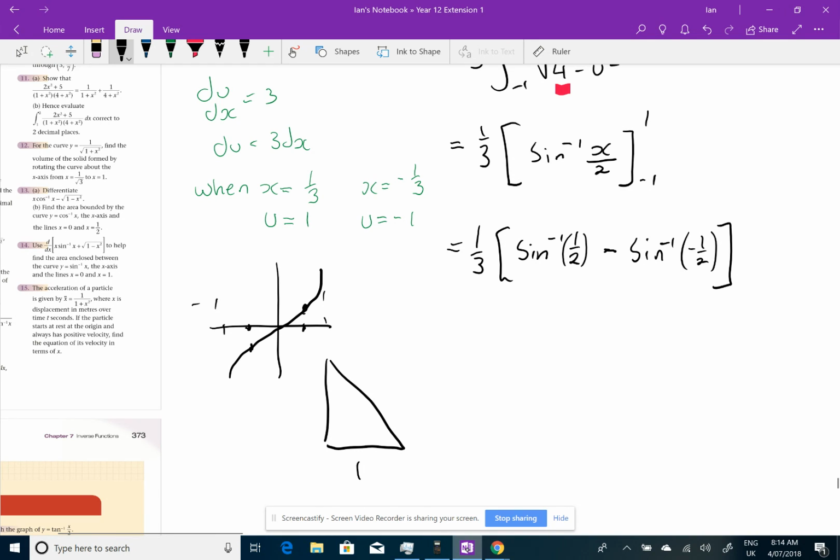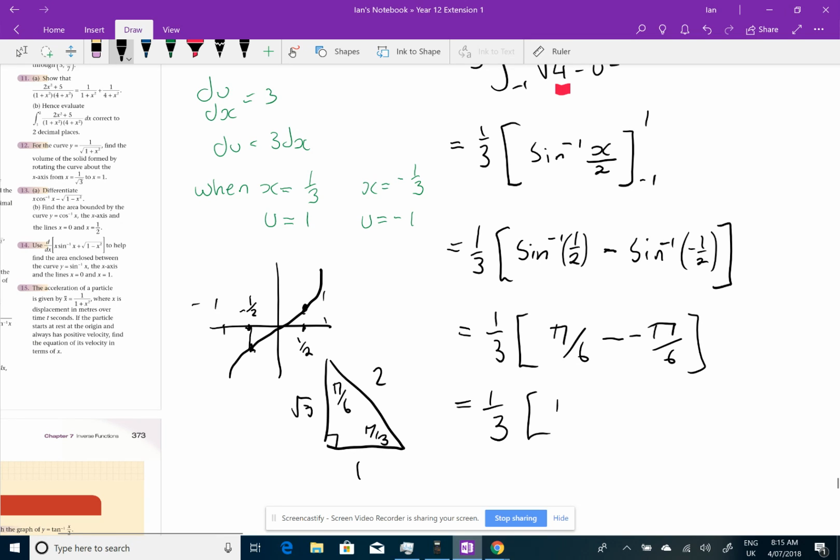Well, I'm just going to draw my right angled triangle, 1, 2, and this is going to be pi on 6. There's my right angle. You can put the root 3 in if you want. You can put the pi on 3 down here. So 1/3, I'm going to get here the positive a half, I'm going to get positive pi on 6. Sine is opposite. And over here, the negative a half, I'm going to get negative pi on 6.